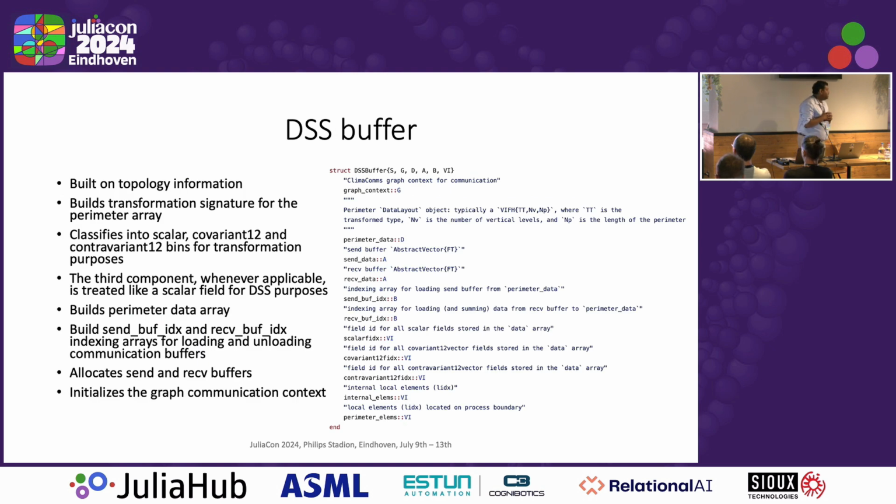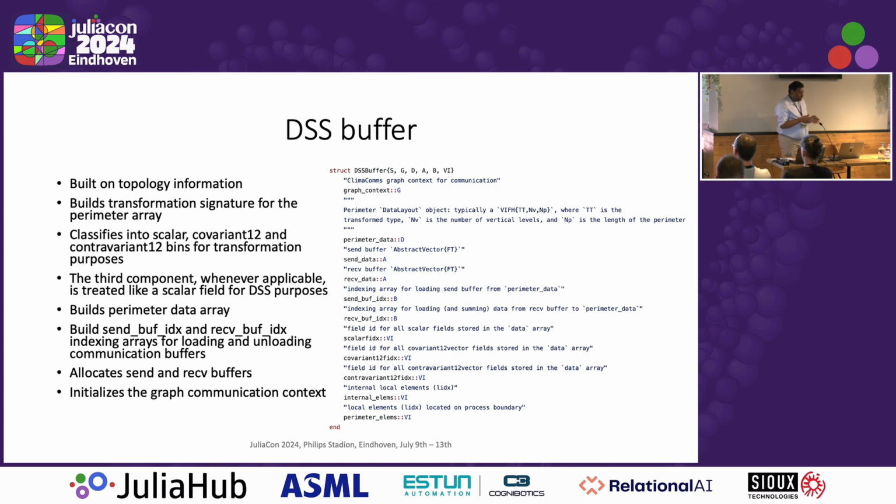So the first stage in this DSS is actually building the DSS buffer. So it's built based on the information provided from the topology data structure. So it builds the transformation signature for the perimeter array. Since in our case we use local coordinate systems for each of the spectral elements, and we store velocity as covariant, we store the covariant velocity. So for the vectors, we need to first transform it to physical velocities before we actually apply the DSS. So that's some extra work involved with the vectors.